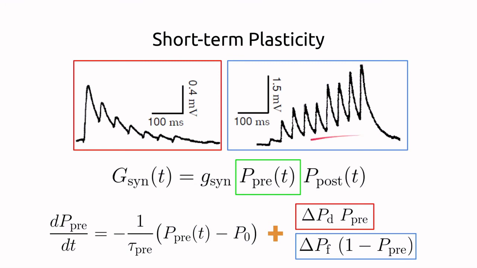What's happening here is, in the case of depression, the probability of transmitter release is decreasing, which reduces the conductance, which allows less current to travel through the synapse, which reduces the total change in membrane potential that can happen in the neuron. The reverse is happening in the case of facilitation. The probability of release is increasing, which in turn increases the conductance of the synapse, which lets more current through, which increases the change in potential as the spikes are incident on the neuron.